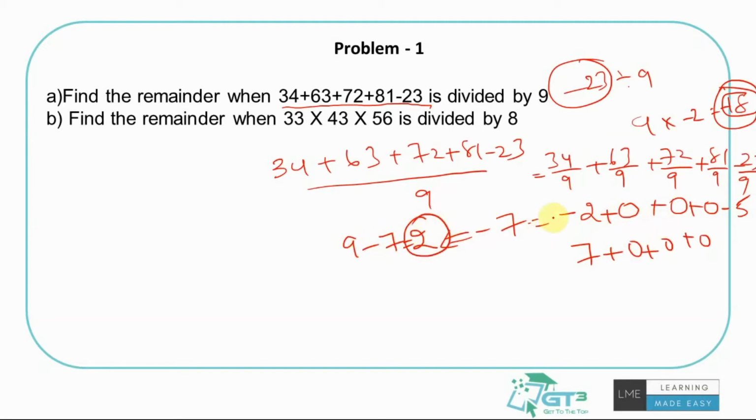And otherwise, let me do this: 7 plus 0 plus 0 plus 0, and I'll again get minus 5. Same thing, right? Which is fundamentally 7 minus 5, which is also 2, the remainder.